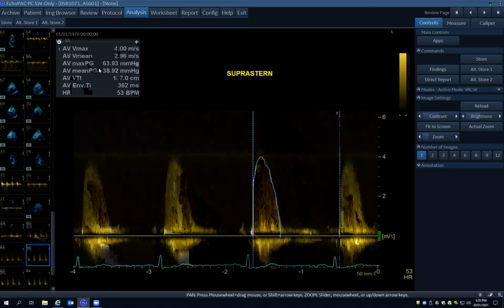Again, trying to find maximum gradients. Here we're up to 38, which I think the maximum gradient that we found was up here in the suprasternal view. So I think this is excellent work. I think this is exactly what you want to do.